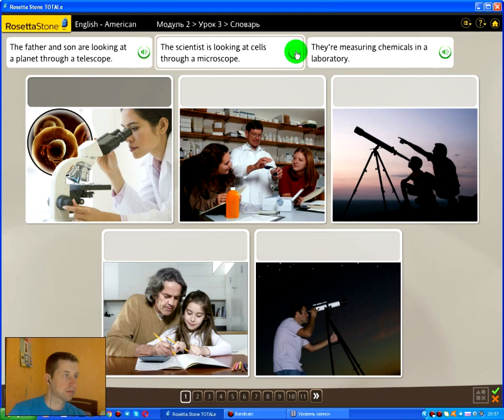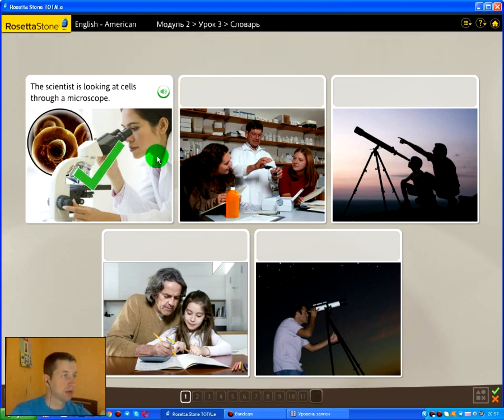Итак, начинаю. The scientist is looking at cells through a microscope. Этот ученый смотрит на бактерии, на клетки через микроскоп, с помощью микроскопа. The scientist is looking at cells through a microscope.